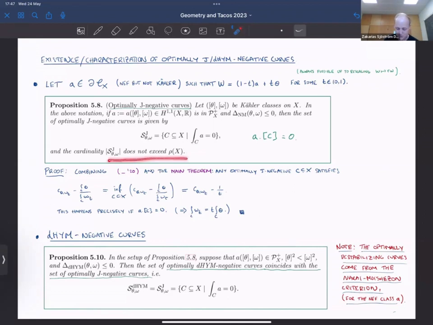And by the main theorem, by the way, we can see that the cardinality of this set of classes violating the Nakai-Moishezon criterion is bounded above by the Picard number of the surface. Again, this is a combination of the main theorem and some other results. Fine. You can then ask about the dim-negative curves, and we know that the J equation is the large volume limit of the dim equation. So there might be some relationship, and it turns out that the set of optimally destabilizing curves for the dim equation coincides, it is exactly the same set, as the set of optimally destabilizing curves for the J equation.